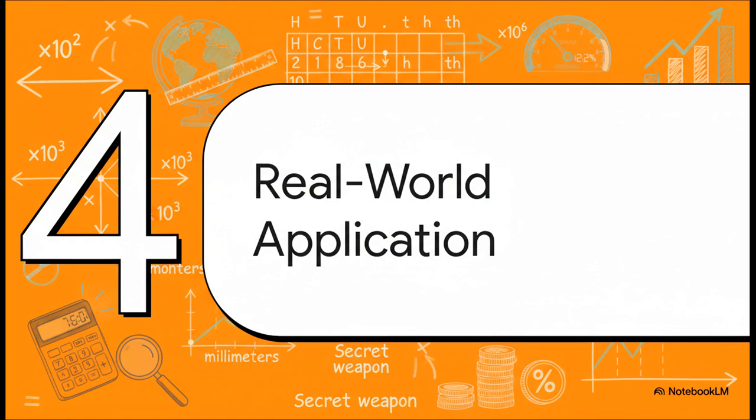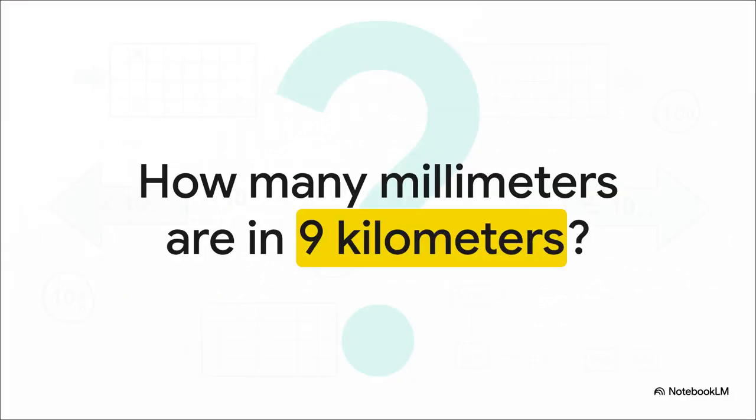Okay, I know what you might be thinking. This is a neat little trick, but is it actually useful? Oh, absolutely. Let's take our new skill and apply it to a real-world problem that sounds super complicated at first glance. So here's our challenge. A kilometer is huge, and a millimeter is tiny. Trying to figure out how many of one are in the other, well, in your head, that seems almost impossible. But with powers of 10, it's going to be a piece of cake.